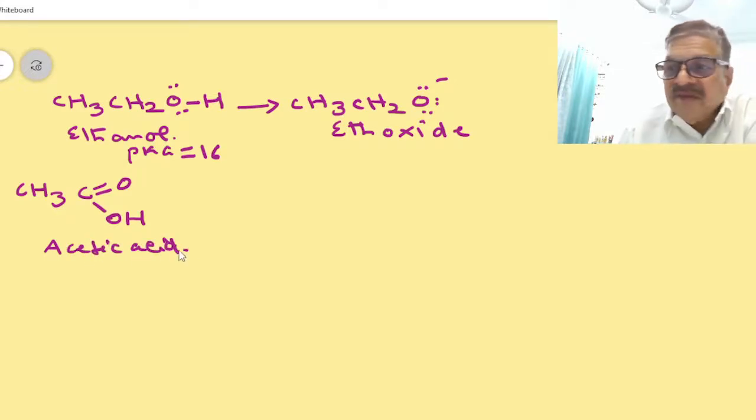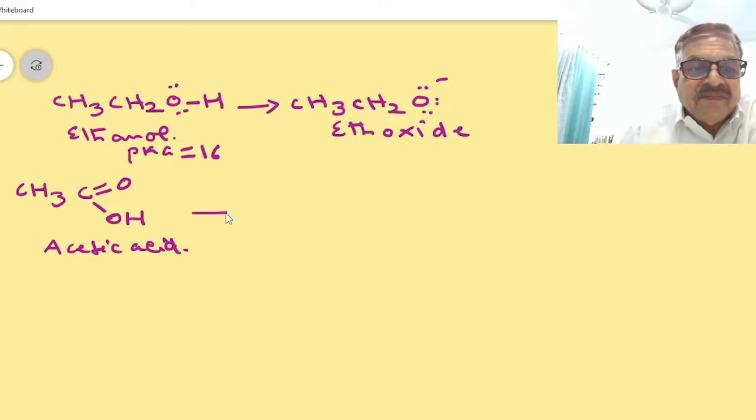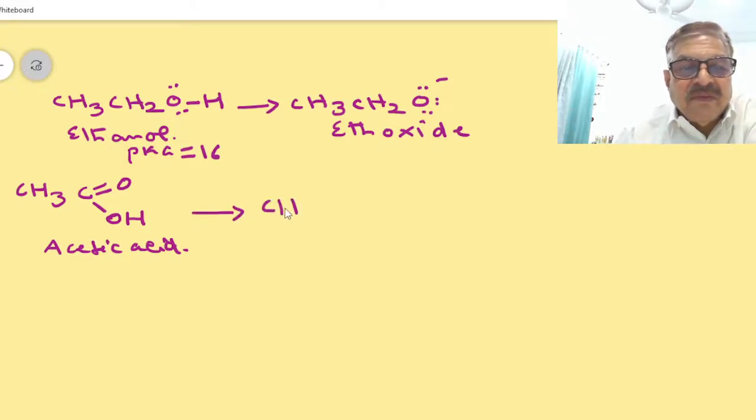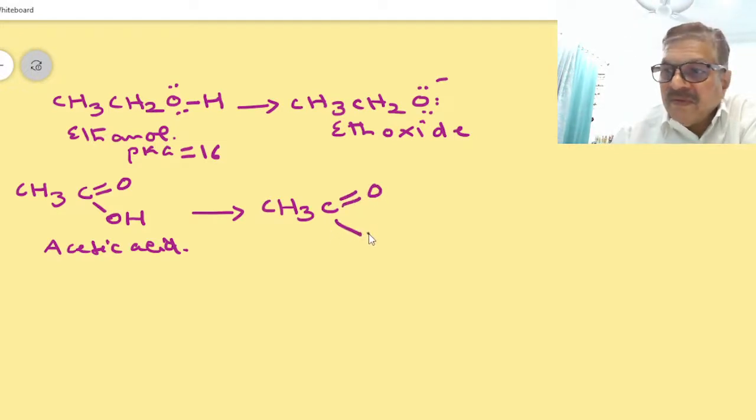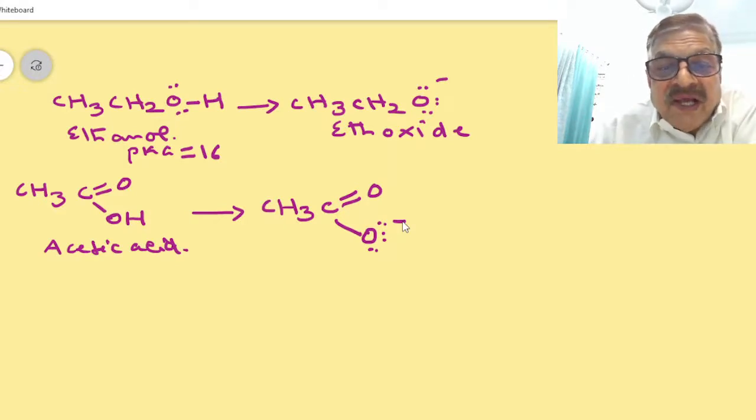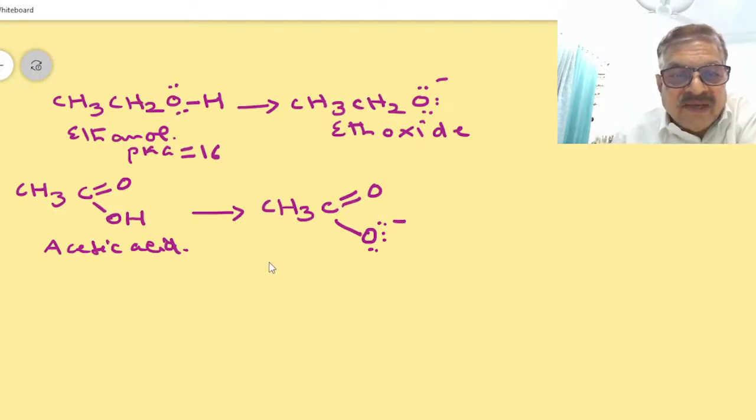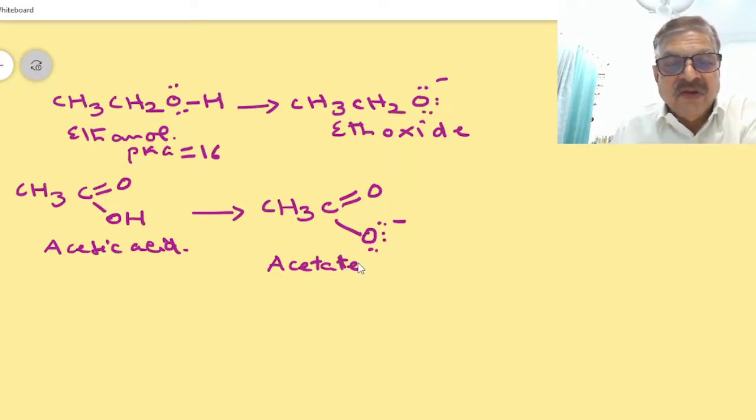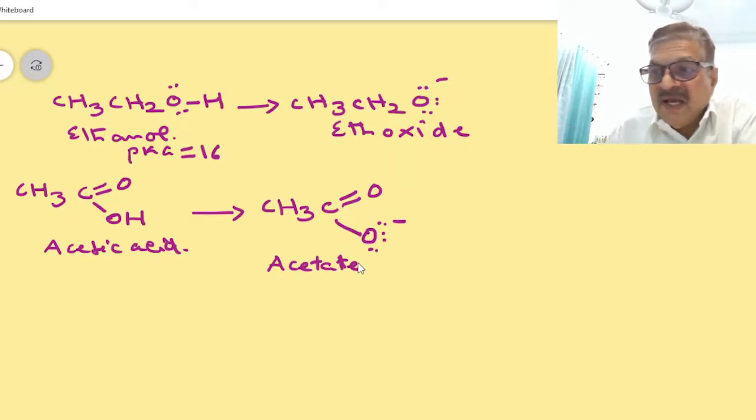So acetic acid, the conjugate base here will be CH3CO2 minus. Correct. This is the acetate anion. Acetate is a carboxylate anion, because acetic acid is a carboxylic acid. Therefore, this conjugate base is a carboxylate anion, or we can say the acetate anion here.